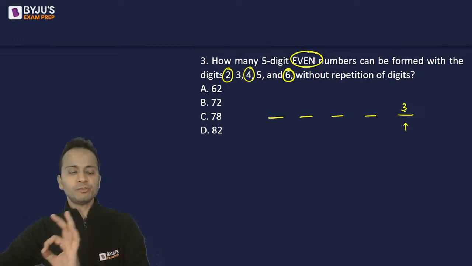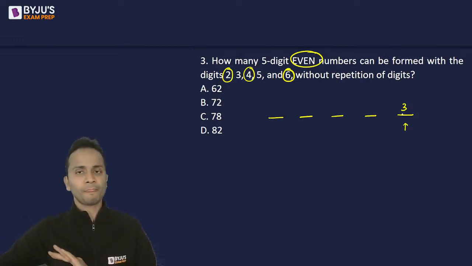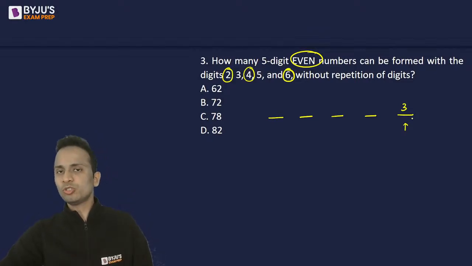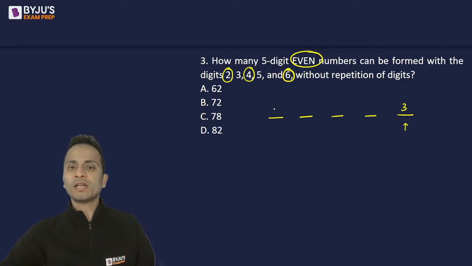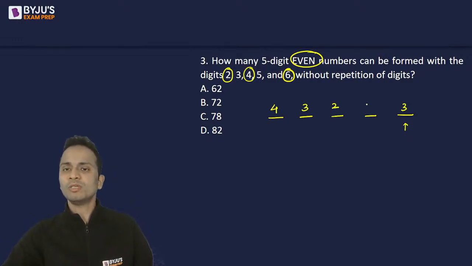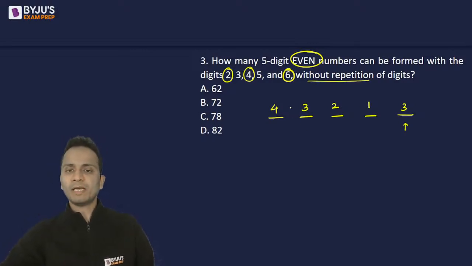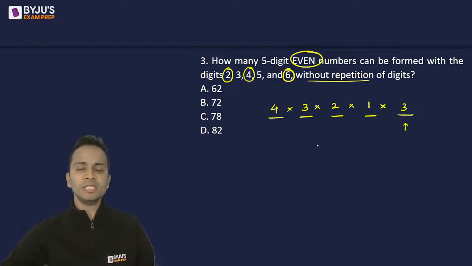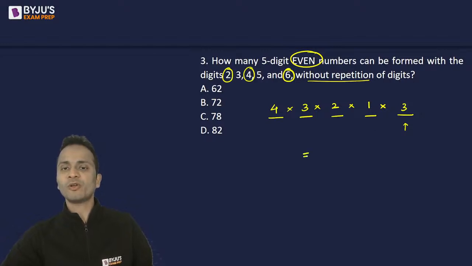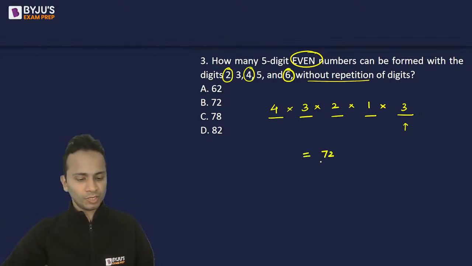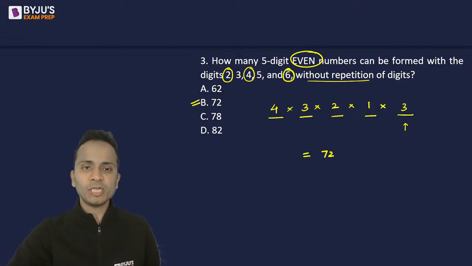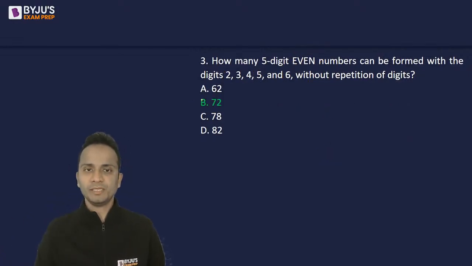We can fill the rightmost place in 3 ways. Done with this place. Now out of 5 digits, 1 digit has been used for the units place. So the remaining 4 can come at this place, then remaining 3, remaining 2, and remaining 1, because repetition of digits is not allowed. So multiply these numbers, 4 into 3 into 2 into 1 into 3. So after multiplication, you will get your answer as 72. So yes, 72 is absolutely correct. The correct answer is option B.